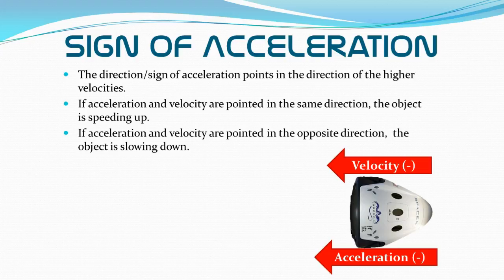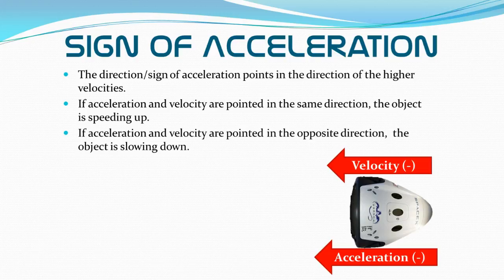In this case, the capsule is going to move backwards. It has a negative velocity. We know which direction it's moving. Its acceleration is negative, which means that all of its highest velocities are behind it. It has a negative velocity, a negative acceleration, but it's speeding up.